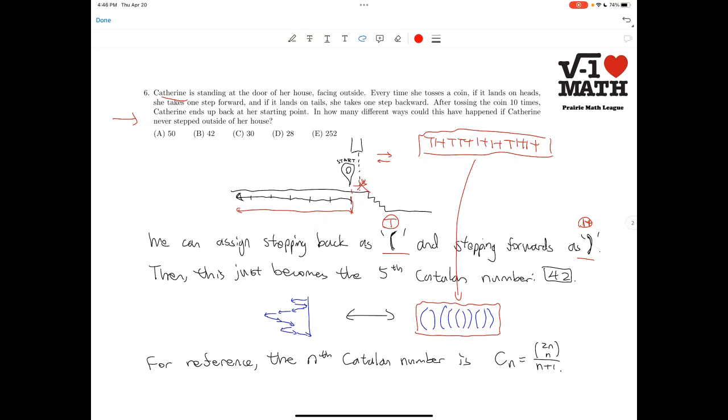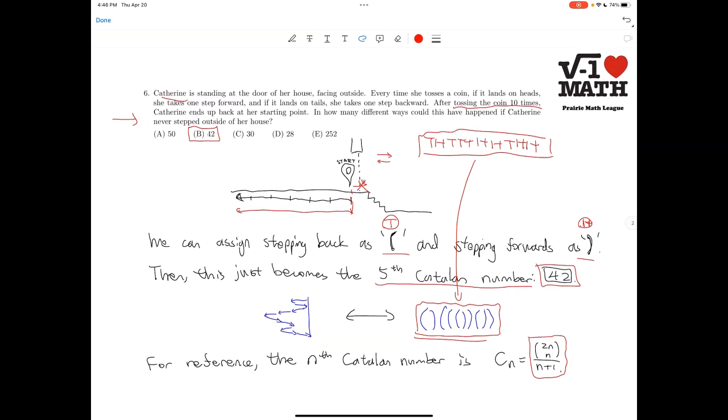And notice that this is actually the required relation for the Catalan numbers. So this entire problem of tossing the coin 10 times just becomes the 5th Catalan number, which is 42. So the answer is B. And for reference, the nth Catalan number is 2n choose n divided by n plus 1.